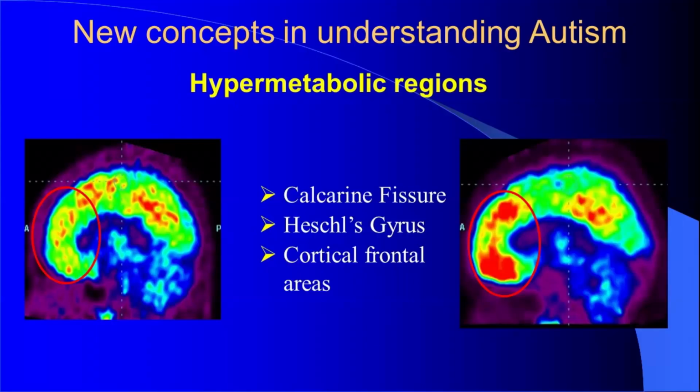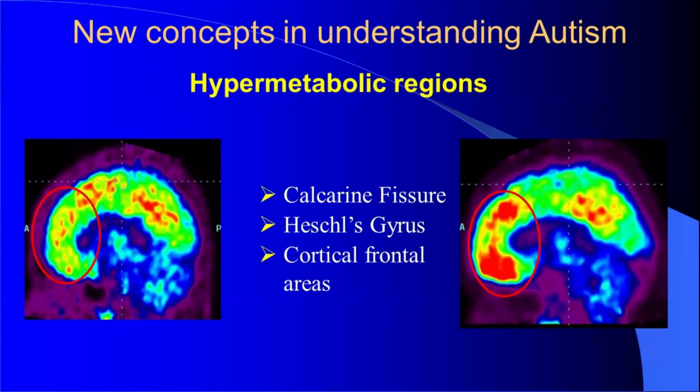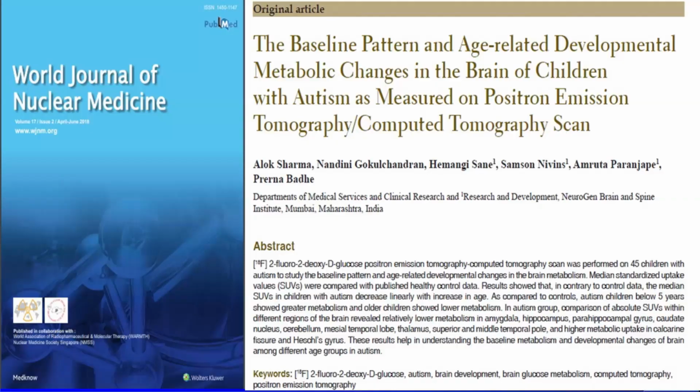We've also identified which parts of the brain are functioning more. Our focus so far has been on what these children can't do. What we also need to look at is which parts of their brain actually are functioning more than what neurotypical people do. And there are actually parts in the calcarine fissure, the Heschl's gyrus, cortical frontal areas that function more. They are hypermetabolic. So we need to understand this as well. And our work has been published in a landmark paper, among the first of its kind in published literature, in the World Journal of Nuclear Medicine, where we've clearly highlighted which parts of the brain work less and which are working more.